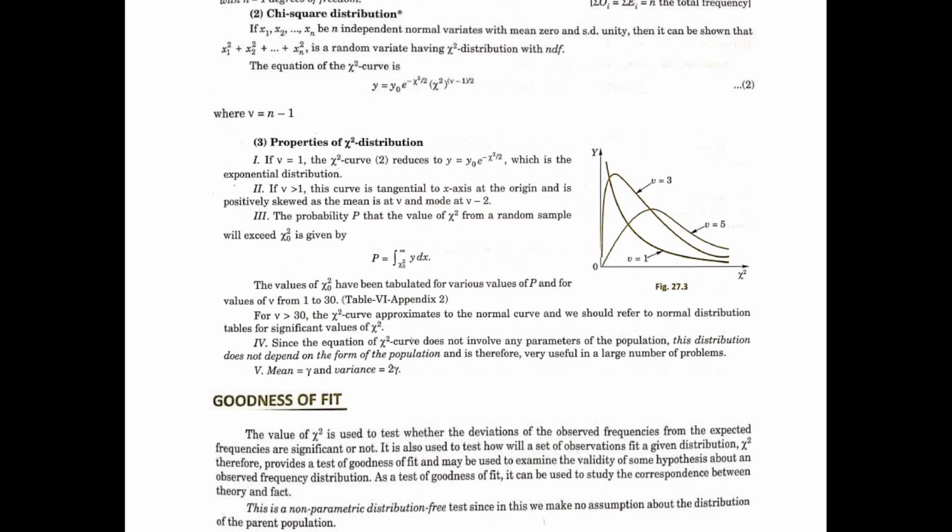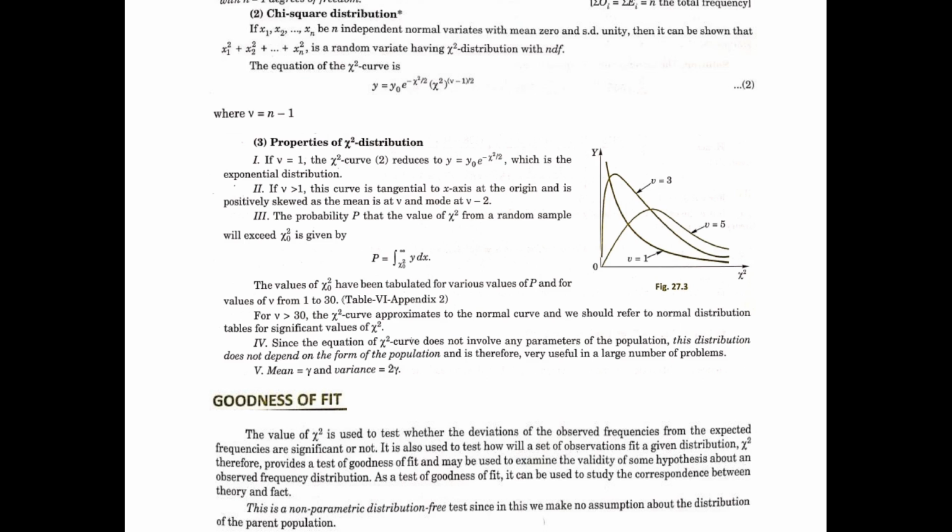Now the probability that the value of chi-square from a random sample will exceed chi-naught square is given by the probability from chi-naught square to infinity. Suppose the random sample exceeds chi-naught square, it may go up to infinity. It is given by P equal to the integral from chi-naught square to infinity of y dx. The values of chi-naught square have been tabulated for different values of P and you can find this in the table.